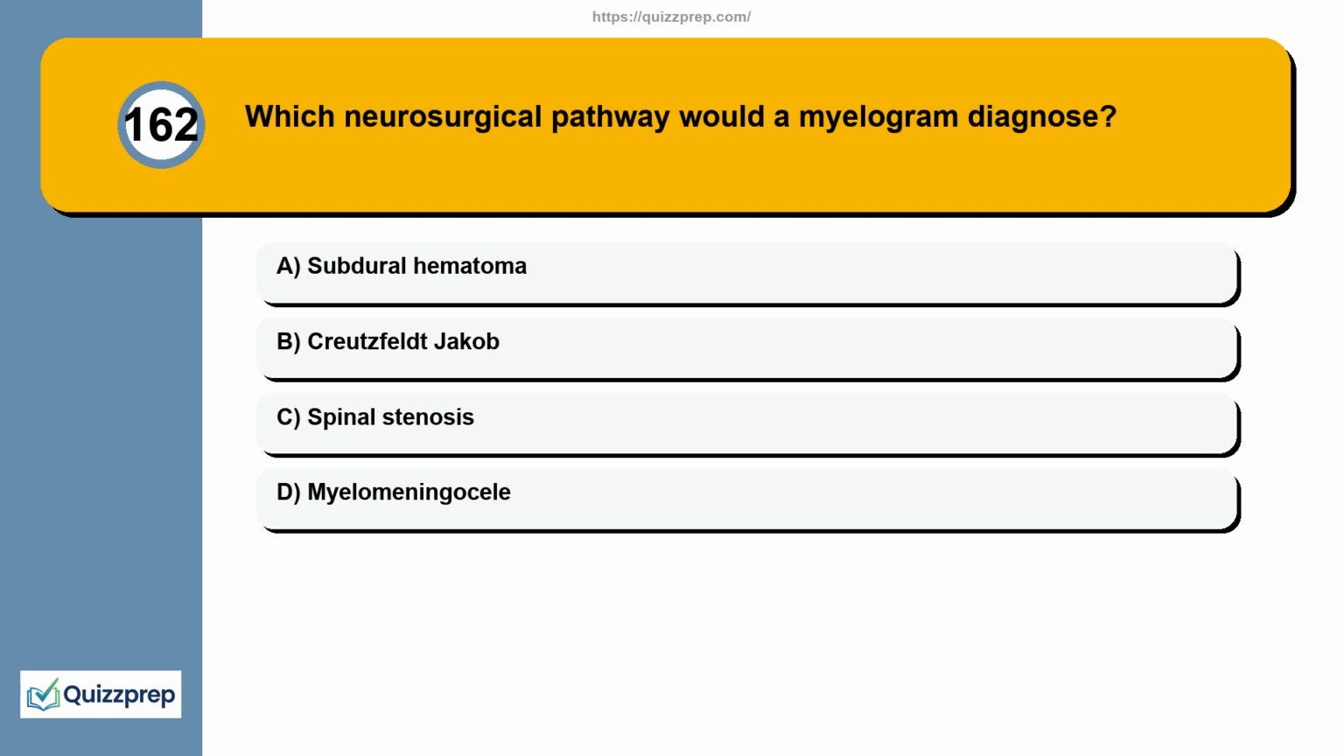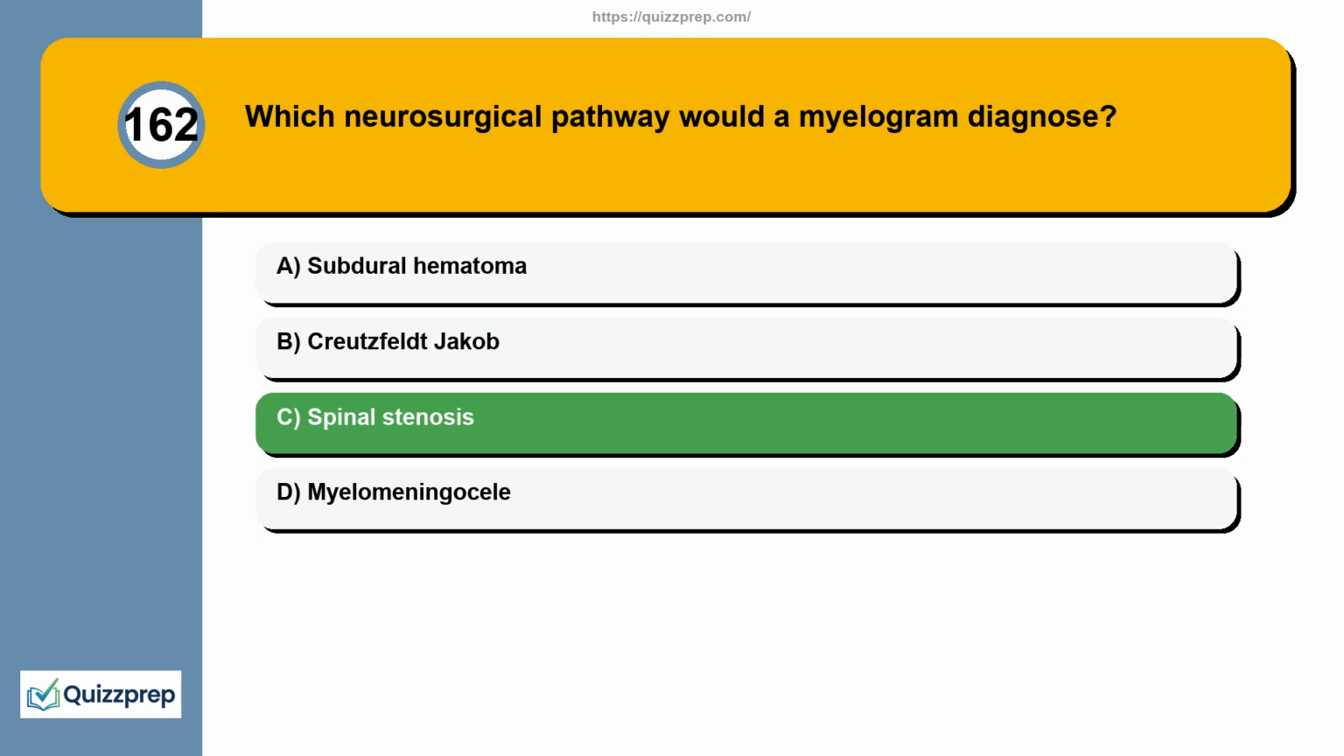Question 162. Which neurosurgical pathology would a myelogram diagnose? Option A, subdural hematoma. Option B, Creutzfeldt-Jakob. Option C, spinal stenosis. Option D, myelomeningocele. The correct answer is option C, spinal stenosis.